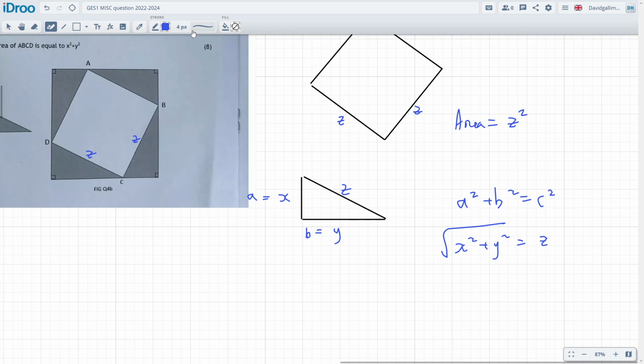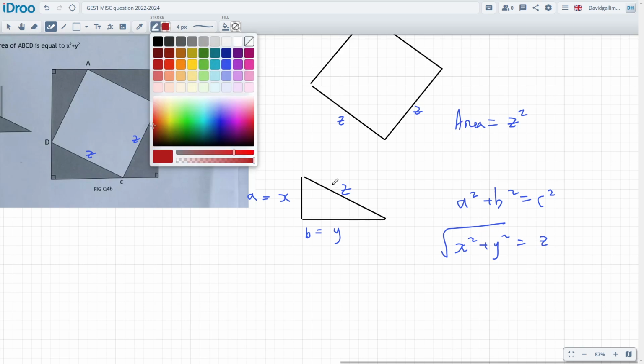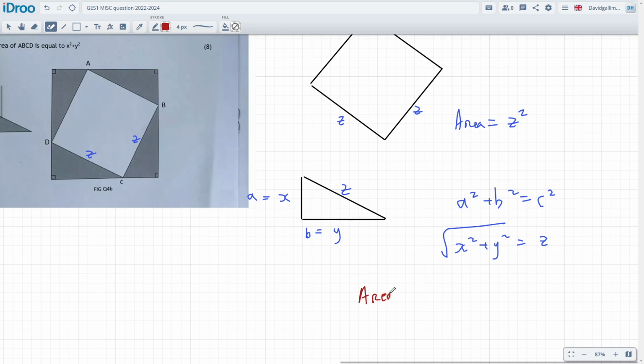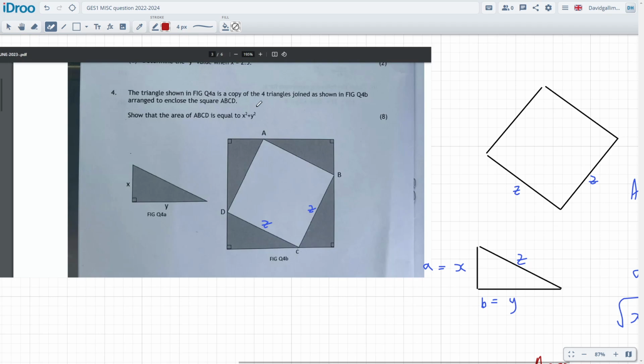Okay, so we want the area of a square. So now we can say that the area of the square is going to be z squared. So that's going to be this whole thing squared, and the square and the square root cancel out. And that's what we're trying to show in the problem. We've actually shown the area of the square is x squared plus y squared, which is all they wanted to see. That's it.